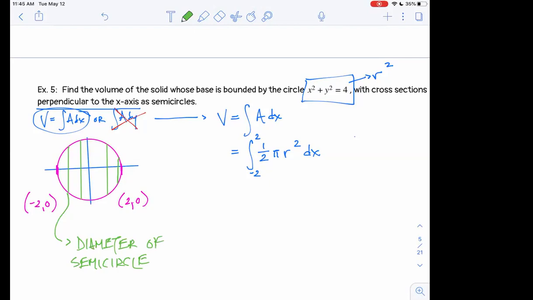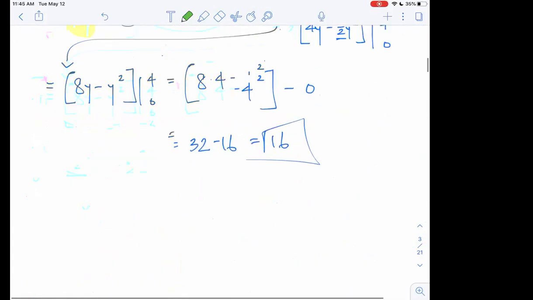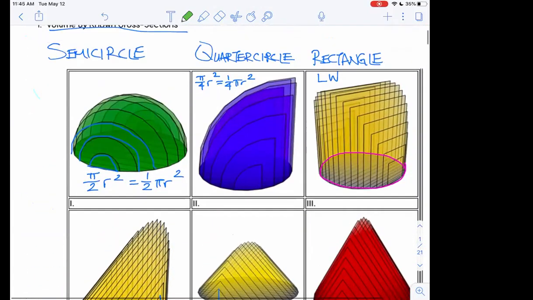from earlier, because it's very similar to one of the questions, or not questions, but pictures that we took a look at in the beginning. So in fact, it is very much like this picture. I have a base as a circle, and I have cross sections that are semicircles. So instead of pi r squared, I have 1/2 pi r squared.